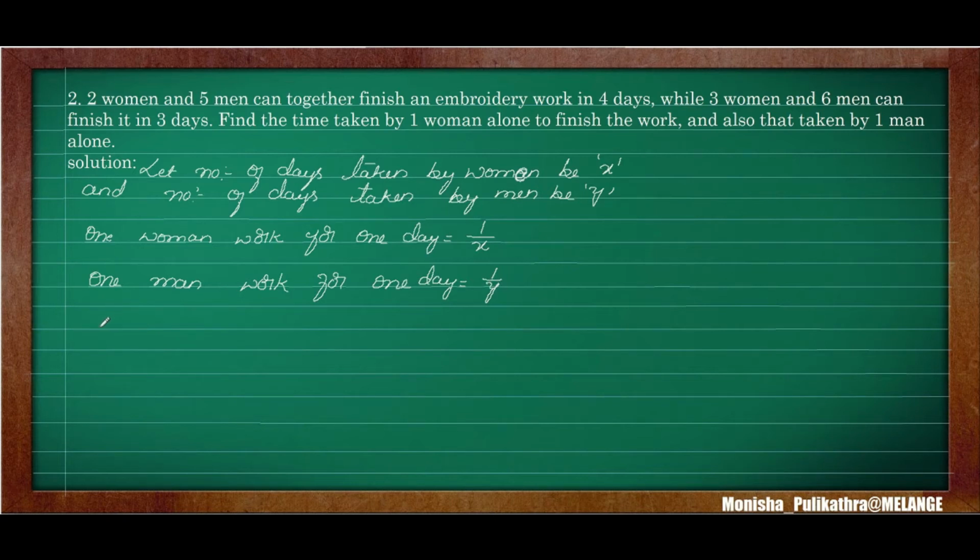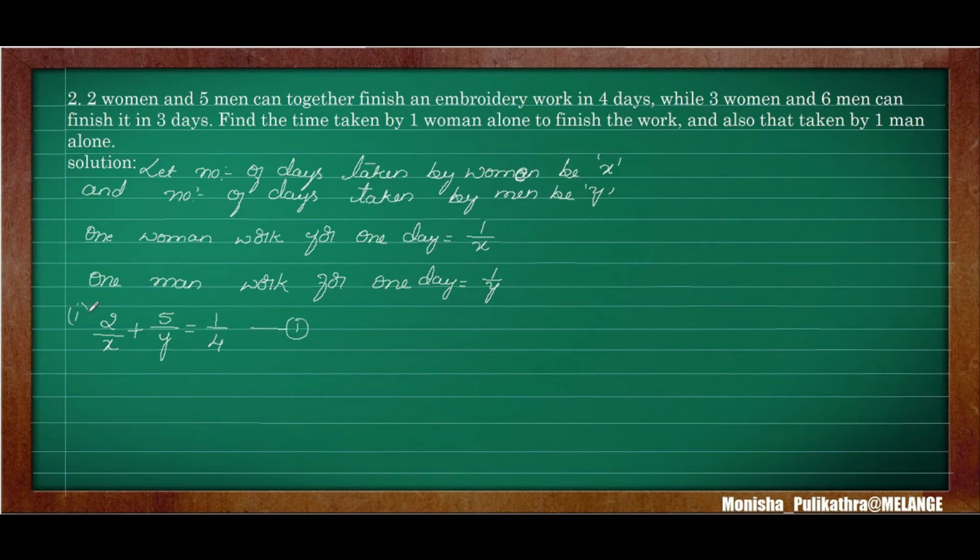So according to the question, now what they have given: 2 women and 5 men. Here the number of people is taken in the numerator and the number of days is taken in the denominator. Number of days is not given, but the number of people are given. So 2 women plus 5 men, working together for 4 days. Days has to be mentioned in the denominator. Let this be equation 1.